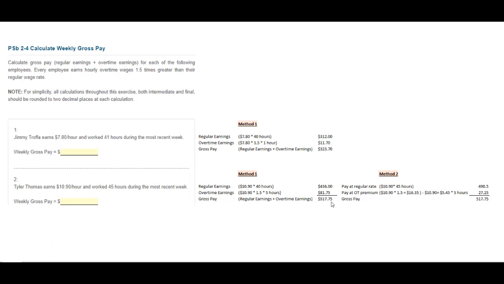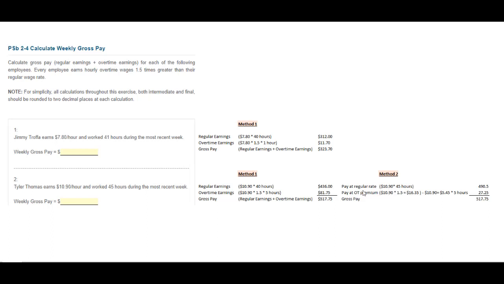Now we've gone over what's called method 1. There's a second way to calculate the gross pay. And you will need to know that in this chapter. Let's go through it. Method 2. Using the example number 2. So there is 40 hours worked, right? 5 hours of the 40 is overtime, but a total of 45 hours.